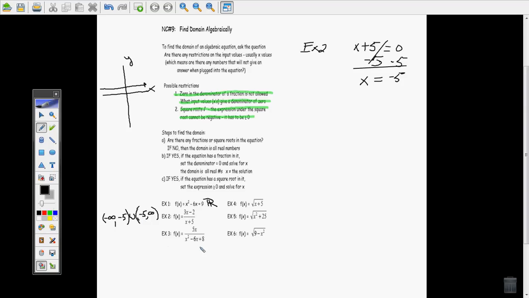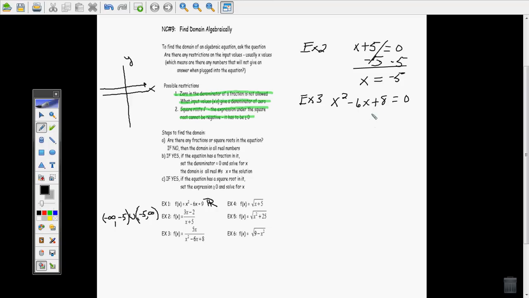Let's look at example 3. Again, we have a fraction. So since we have a fraction, the way we find our restriction is we set our denominator, which is x squared minus 6x plus 8, equal to 0.